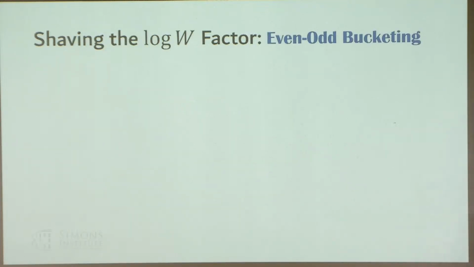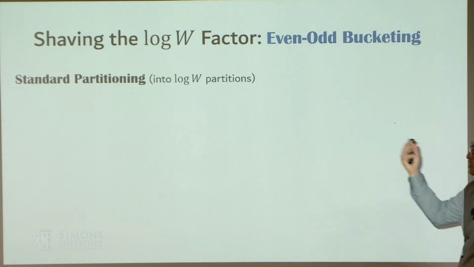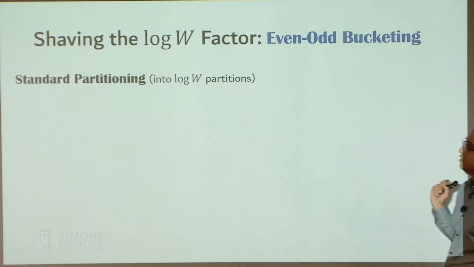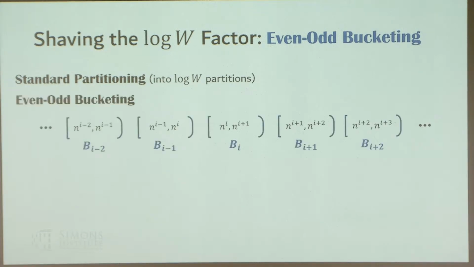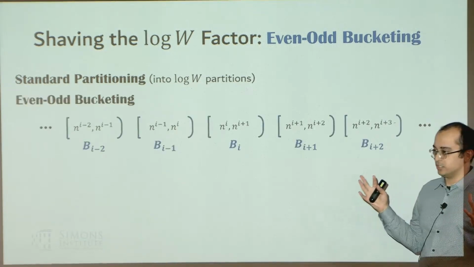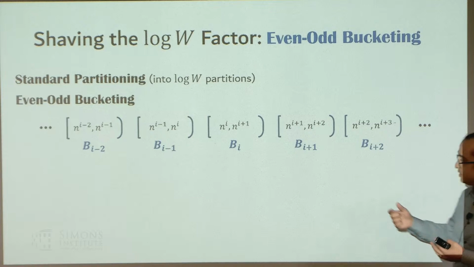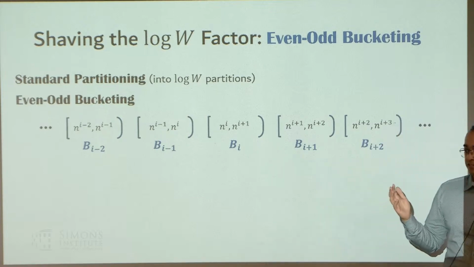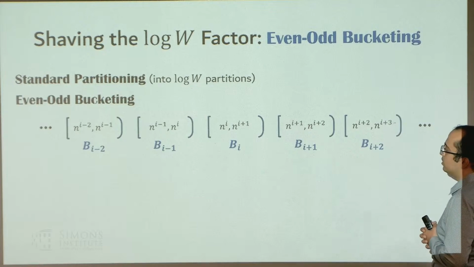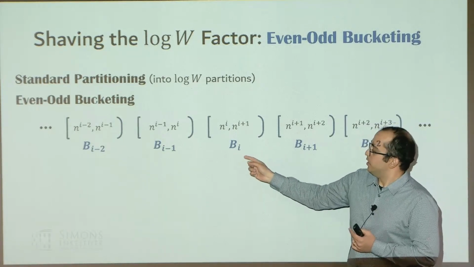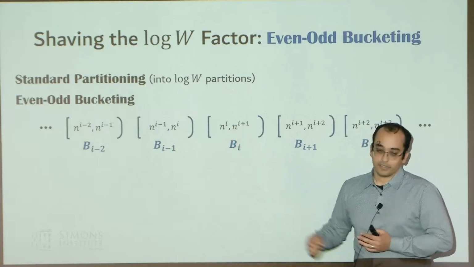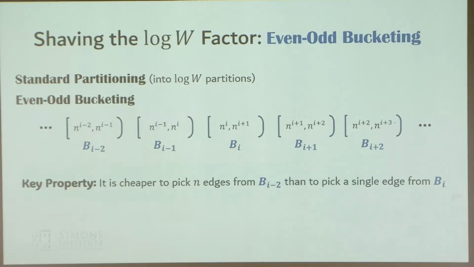And this is where our techniques come into play. So we used the even-odd bucketing idea. The standard approach partitions the weight classes into log W partitions. But in even-odd bucketing, we use basically a larger partition in some sense. We work with buckets, and in each bucket now, the edge weights differ by a factor of n. So it's a larger interval. For instance, the ith bucket contains all edges with weight between n to the i and n to the i plus 1.